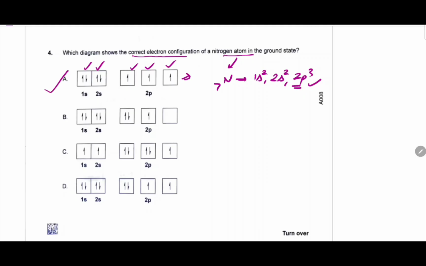Therefore, as per Hund's rule, this should be the correct answer. Answer should be A. If I see B, there is no electron in this, wrong. There are 2, 4 and 5 electrons, configuration wrong. This is also configuration wrong. So answer is A.